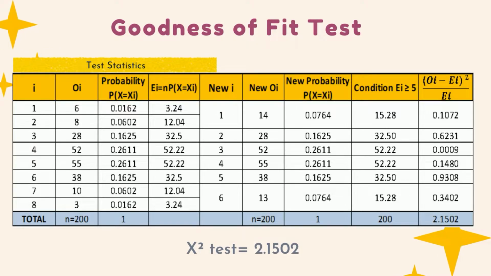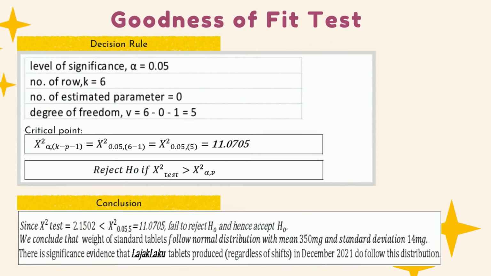Then, we can check whether our calculation of Ei is correct by checking that the sum of the values of Oi and Ei will be the same as our N value, that is 200, and the sum of probability P(X = Xi) is equal to 1. Then, we have to find the chi-square by using the formula of (Oi minus Ei) squared divided by Ei. In the end, we have 6 categories there, and the chi-square we get is 2.1502.